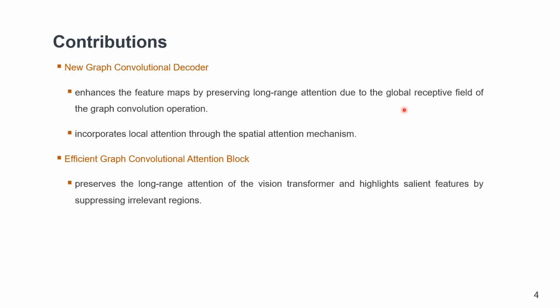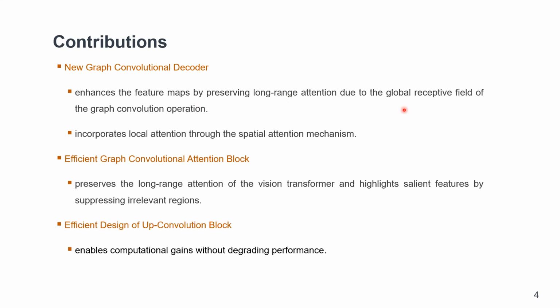We introduce an efficient graph convolutional attention block as the building block of our decoder that preserves the long-range attention of the vision transformer and highlights salient features by suppressing irrelevant regions. We also introduce an efficient design of a convolution block that enables computational gains without sacrificing performance.